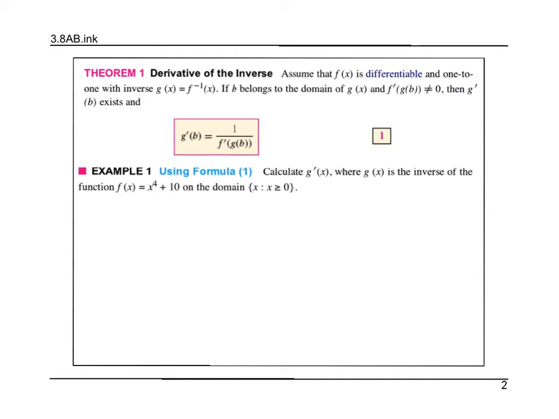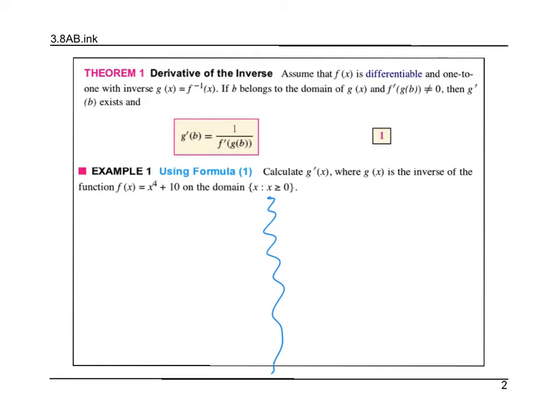So we're going to calculate here g prime, where g is the inverse of the function f of x equals x to the fourth plus 10, on the domain x is greater than or equal to 0. Now I'm actually going to show it to you both ways, because this is an example where you can. And what I mean by both ways, I'm going to find the inverse of f. I'm able to because I'm able to isolate and move variables around. That's not always going to be the case, but that'll help us acknowledge that, okay, wow, this rule does really work.